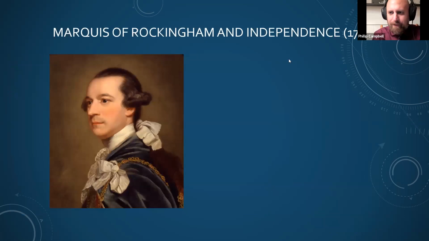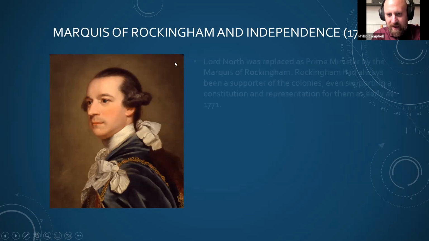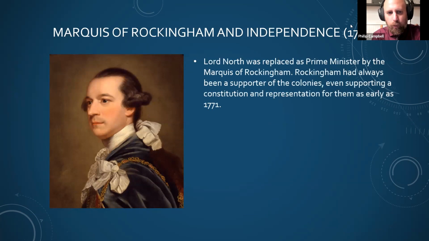Okay, so after 12 years in power, Lord North is out, and we get the Marquis of Rockingham. So you got a vote of no confidence in Lord North's government. There's new elections, and now the Whigs are in the majority. So now the minority has become the majority. This is equivalent in the United States to when the House changes hands, right?